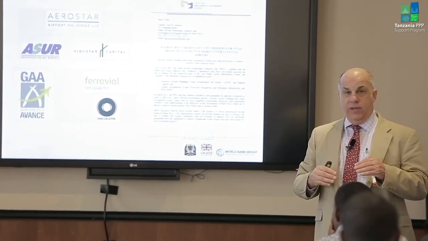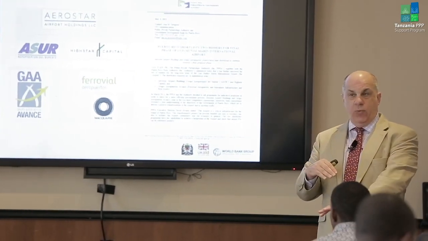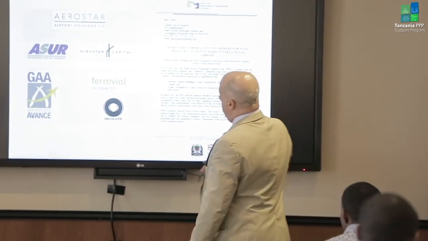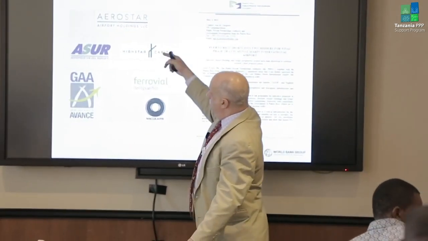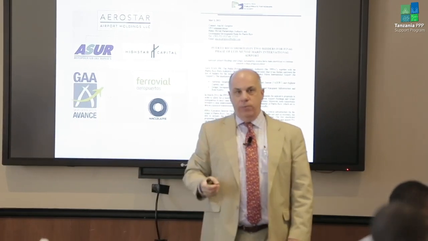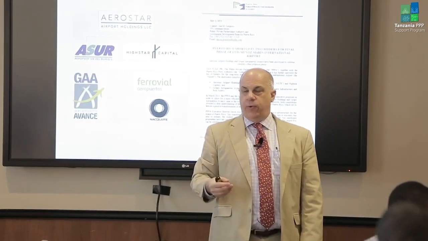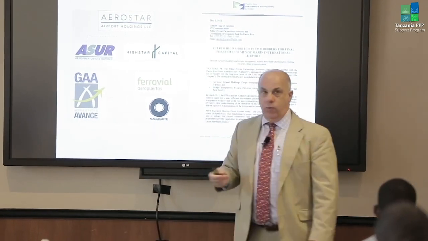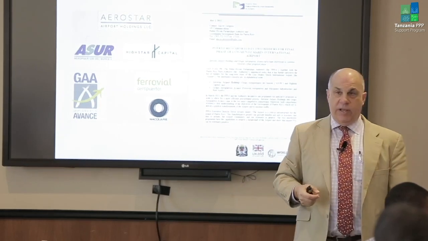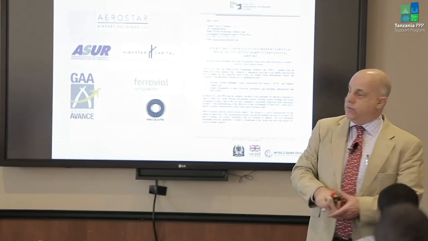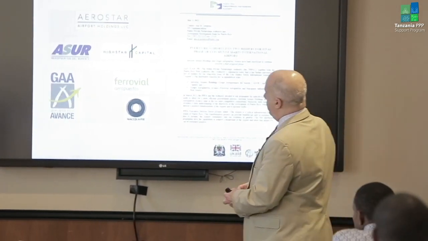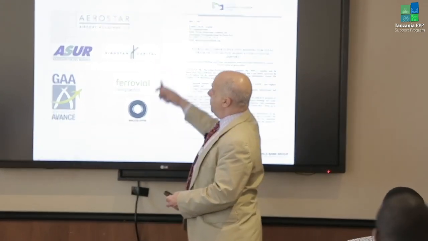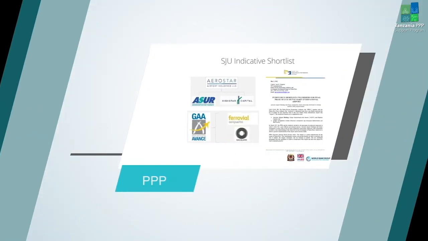From that RFP, they actually then whittled it down to 2 more firms. They decided these 2 groups, which in project finance we would refer to as special purpose vehicles, were technically the best qualified. And so they asked them now to essentially improve their financial proposals. So the short list was May 2012. They called it an indicative shortlist.